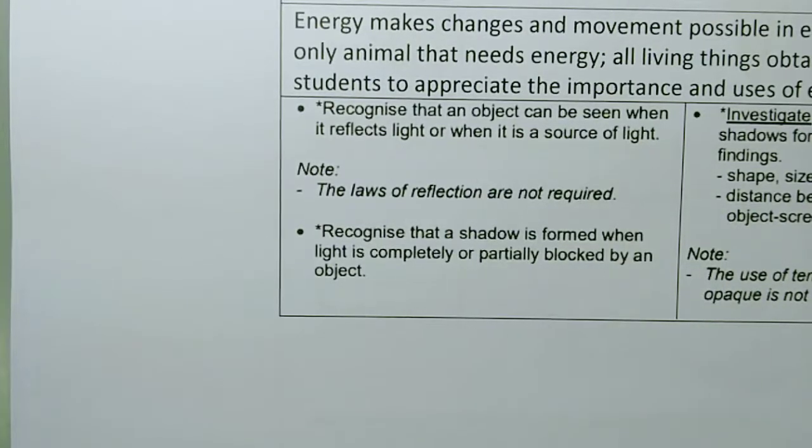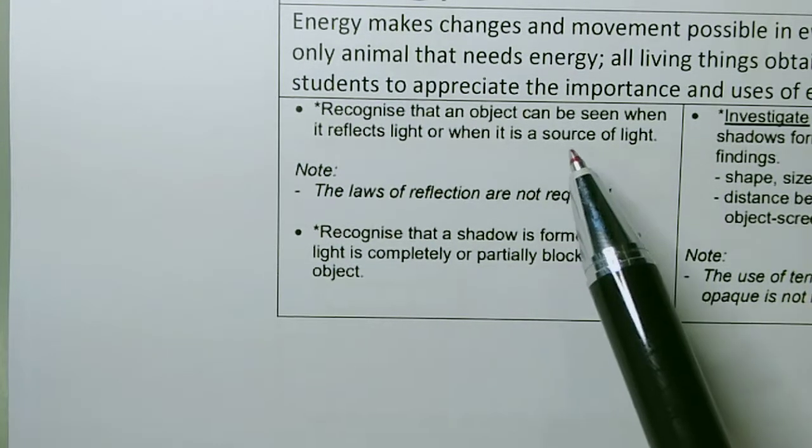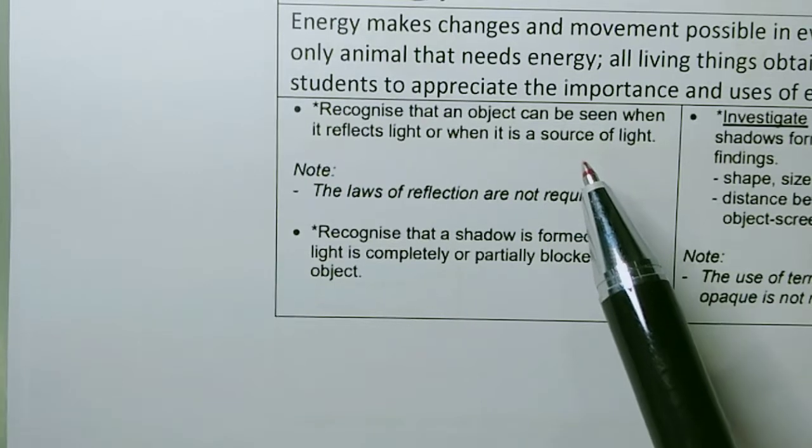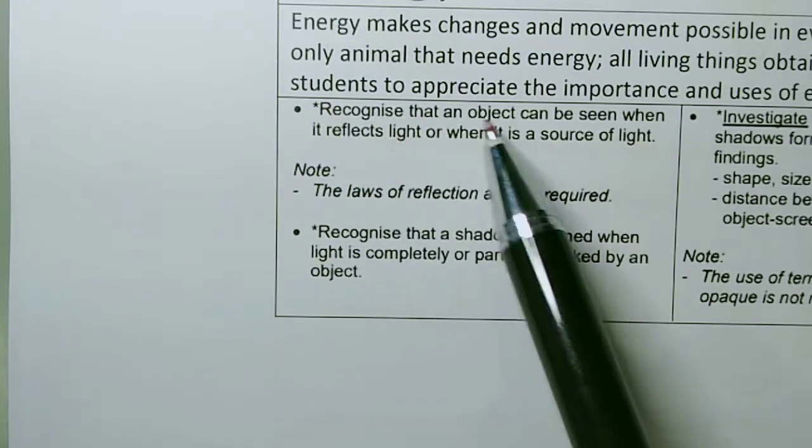Now, there are various forms of energy. In P4, you learn about light and heat energy. So under light energy, you learn that light energy is important because it helps us to see. How do we see? When light is reflected off an object, we can see things.